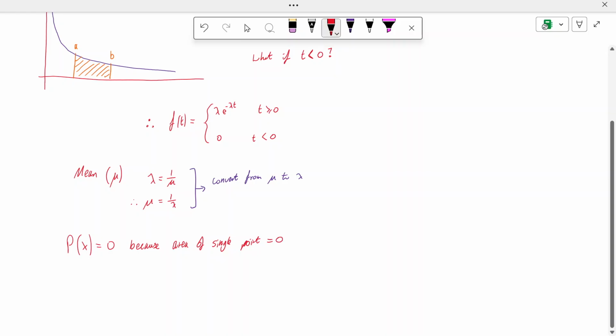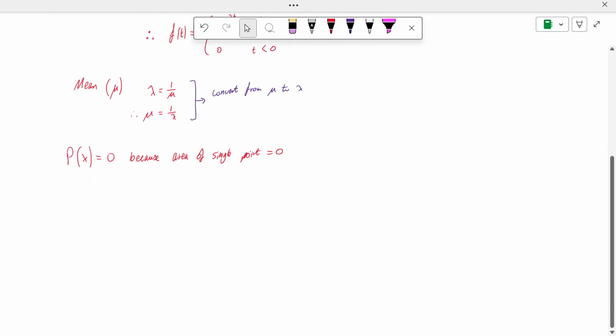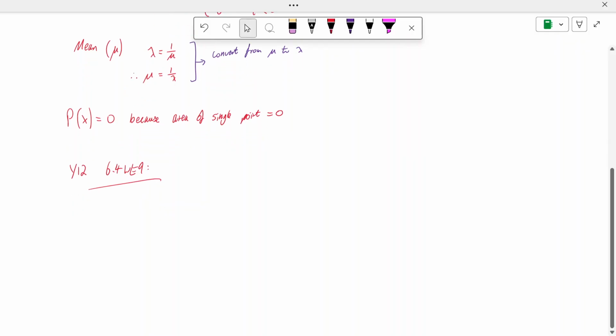Yeehaw. Let's get into it. We're going to do a worked example from a textbook. That's the Year 12 text, Chapter 6.4, worked example 9. Let's have a look.